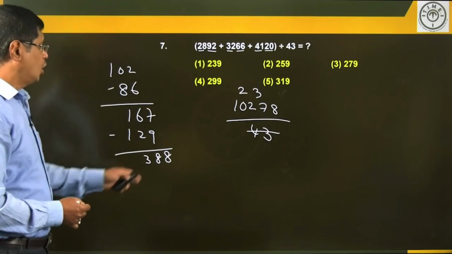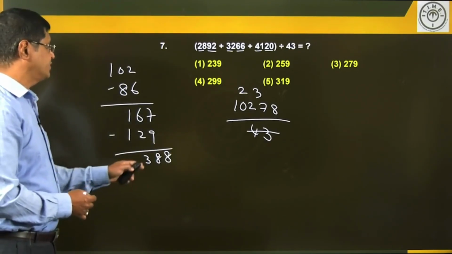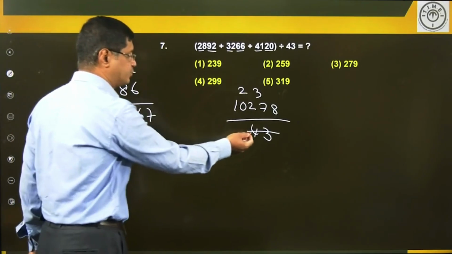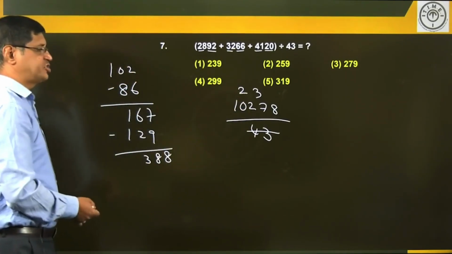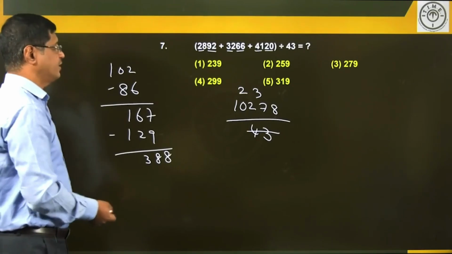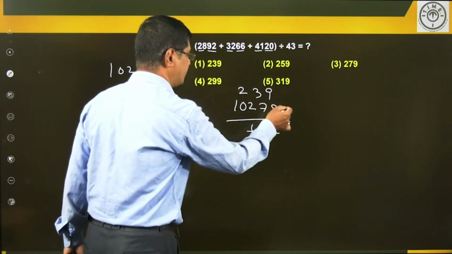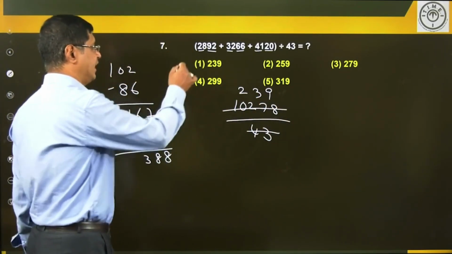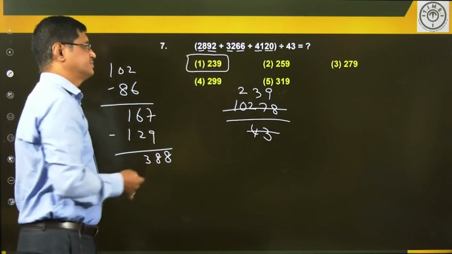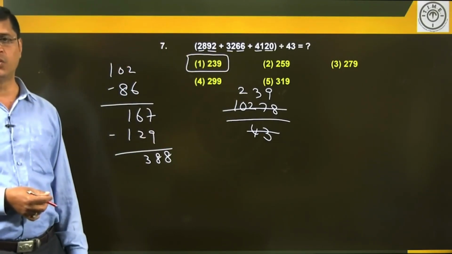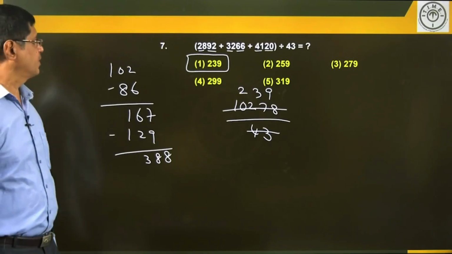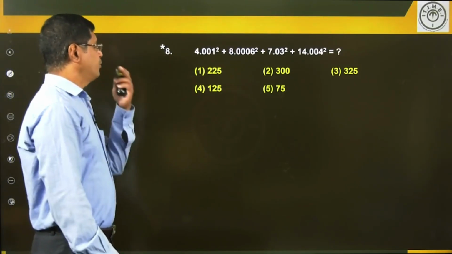388. Now how many times 43 is 388? 9 times 40, that is 360. 360 plus 27, 387. So approximately how many times? 9 times. Right choice, option number 1. First choice is the correct answer. Now look at the next example.